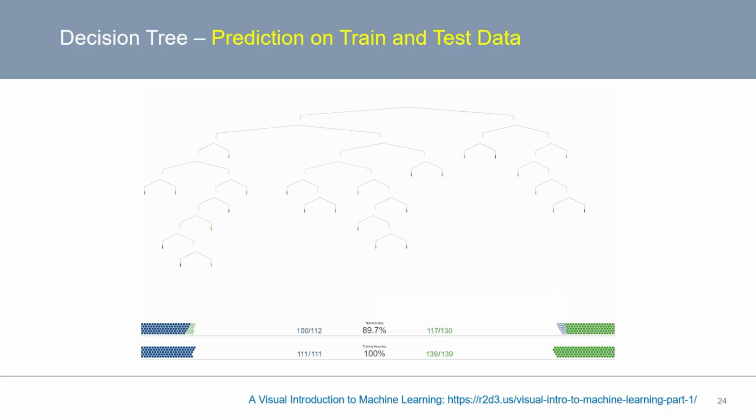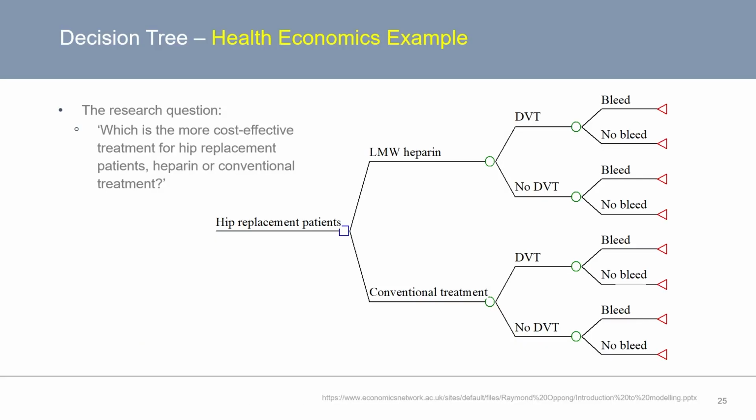For a more interactive explanation of how decision trees work, check out the link at the bottom of this slide, which will bring you to a visual introduction to machine learning focused on decision trees. Before moving on, let's take a quick look at how a decision tree that was manually constructed with expert domain knowledge could be used in a real-world application. In particular, here is a tree that's been constructed in order to help solve a health economics question.